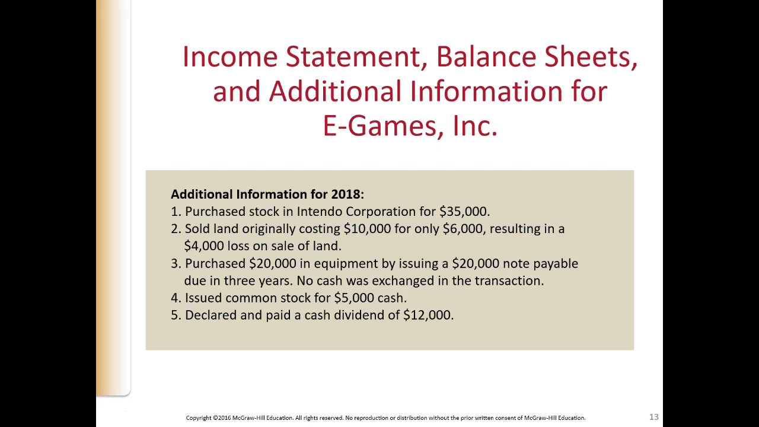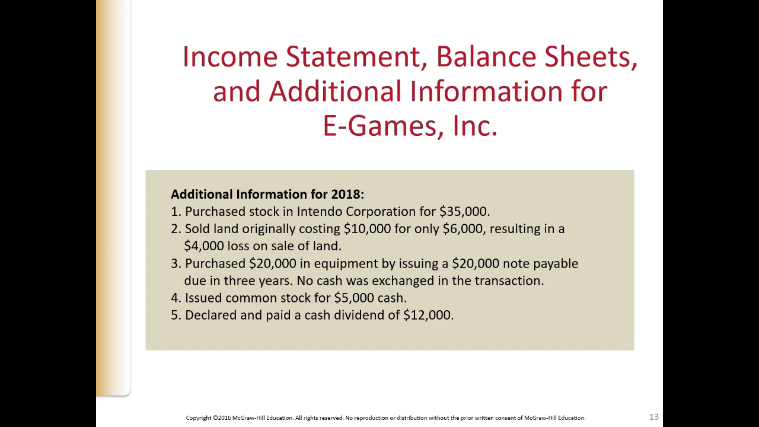Other information for our example we're going to go through. One, we purchased stock in another corporation, so this is a long-term investment. Two, we sold land that originally cost $10,000 for only $6,000. So we had a loss of $4,000 when we sold the land. Number 3, we purchased equipment, but we issued a note payable. No cash was exchanged, so this will be a non-cash item. Number 4, we issued more stock and collected $5,000 cash. And then number 5, we declared and paid a cash dividend of $12,000.